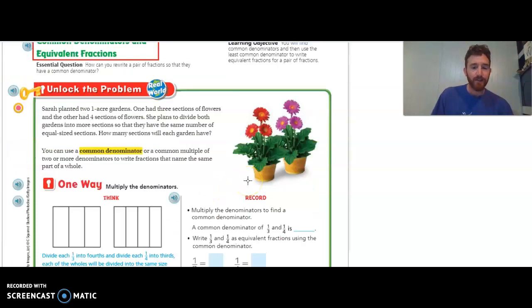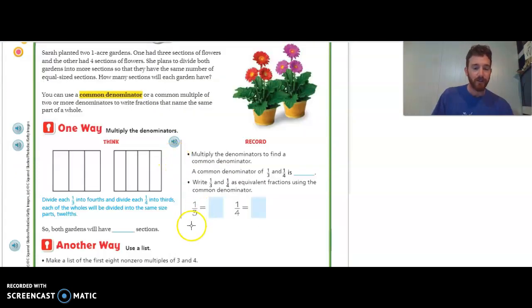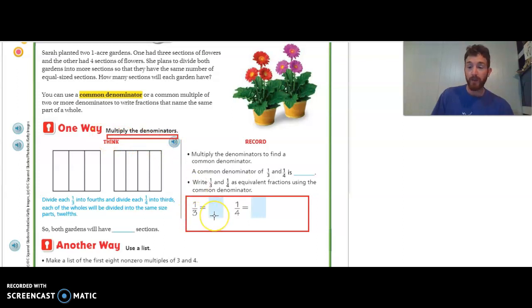And we've got this example of a person with a garden, and basically what we want to do, I'm just going to kind of jump down to this part. We want to find a common denominator for 1/3 and 1/4, or equivalent fractions with a common denominator. Okay, so one thing we can do is multiply those denominators. We'll kind of see that as we go through. If we multiply 3 times 4, we would get 12. In this case, that can be a common denominator. We can always multiply the two denominators together, and whatever product that gives us is going to be an equivalent fraction we can make that has a common denominator.